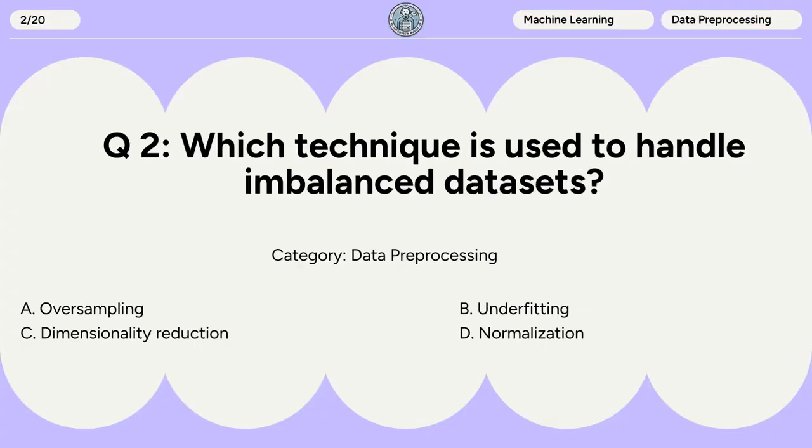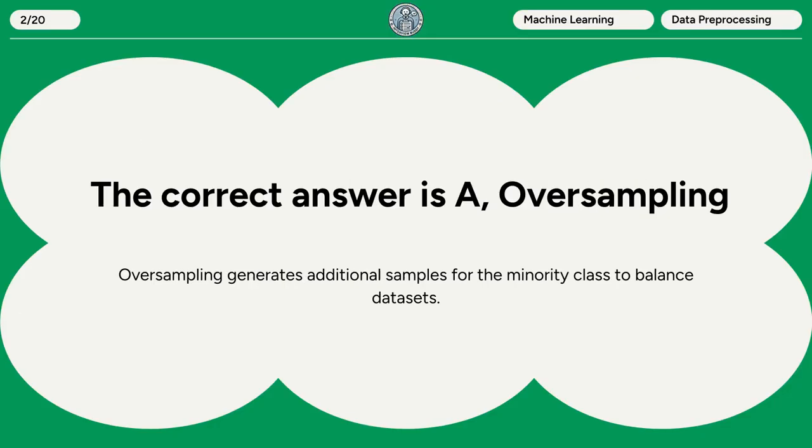Question 2. Which technique is used to handle imbalanced datasets? A. Oversampling. B. Underfitting. C. Dimensionality reduction. D. Normalization. The correct answer is A. Oversampling. Oversampling generates additional samples for the minority class to balance datasets.